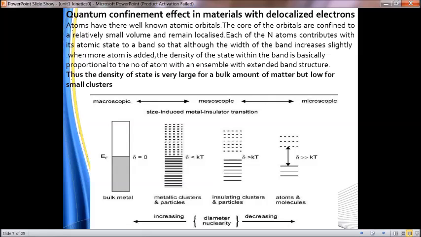So atoms and molecules are very minute, and the confinement is much lesser. But when you move towards the conducting, that is macroscopic, it will be very much higher. And so insulating clusters and particles are having somewhat greater conductivity, that is based on atoms, because atoms are ideal things.